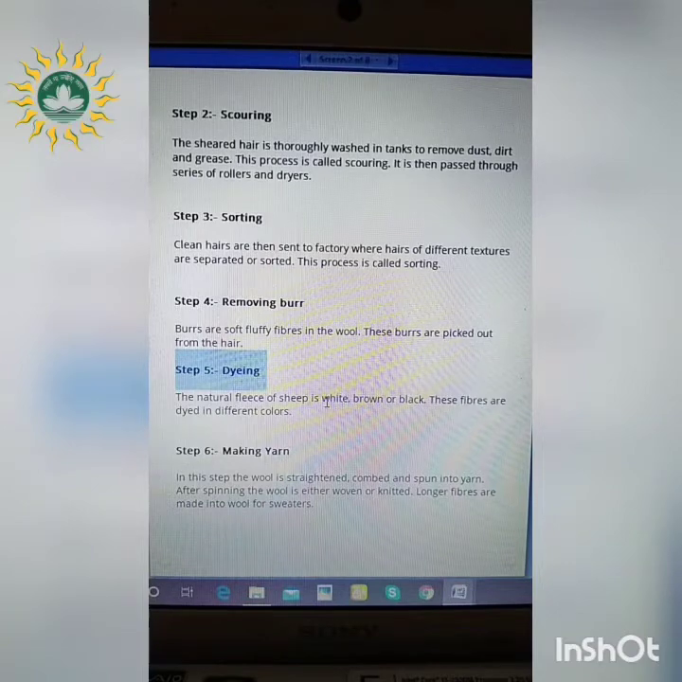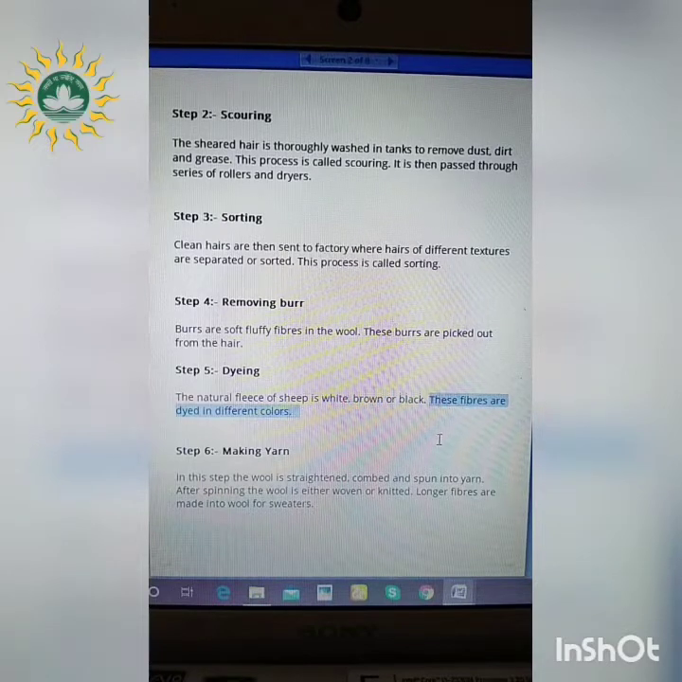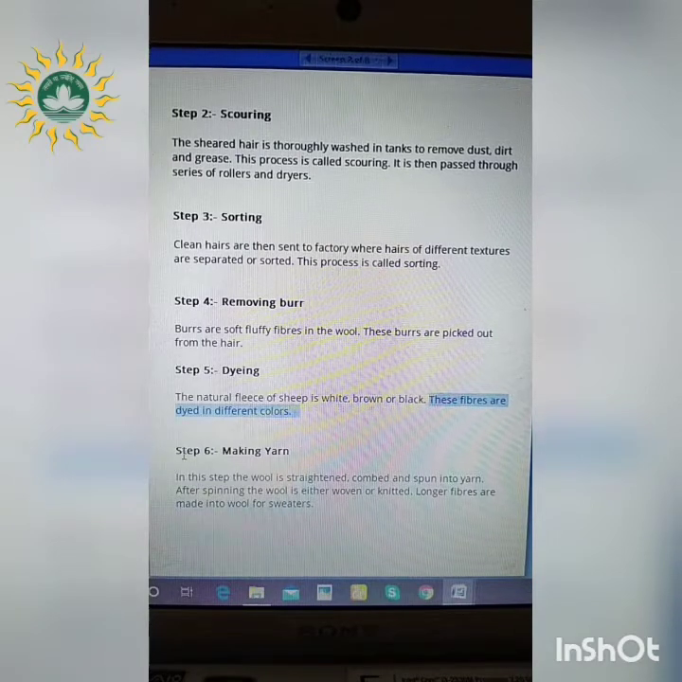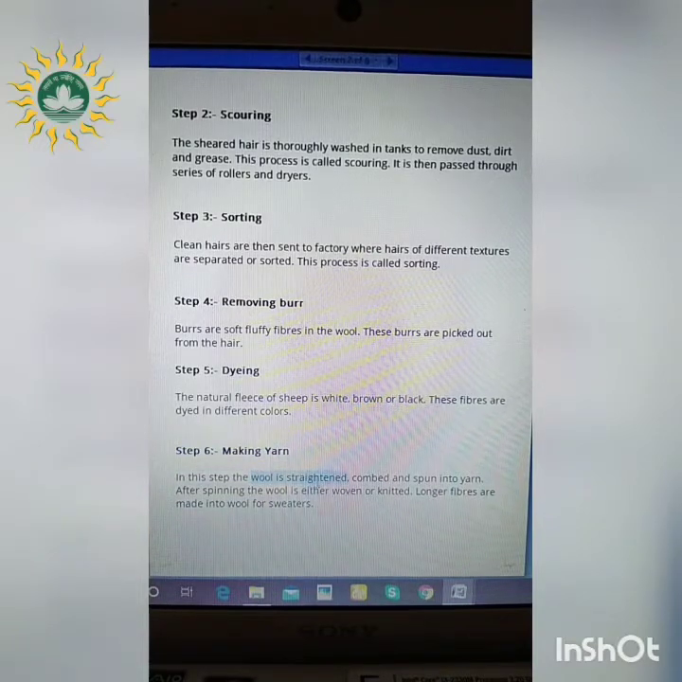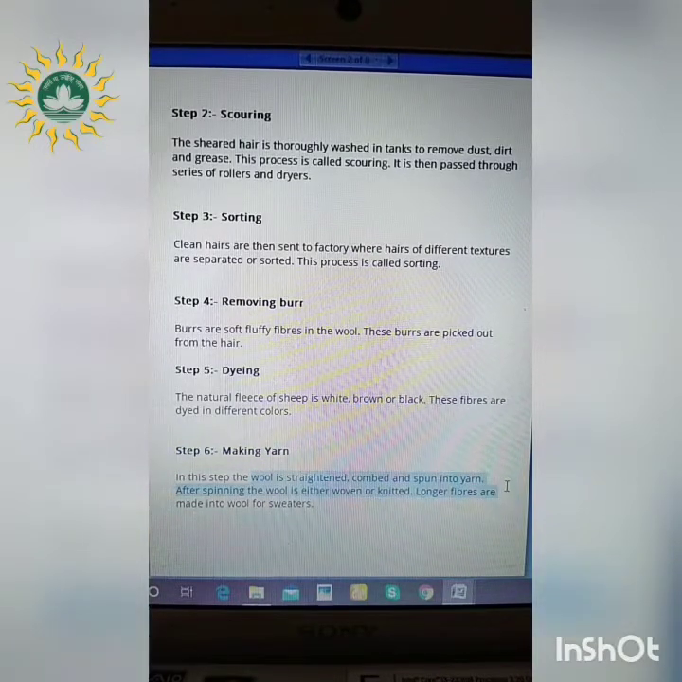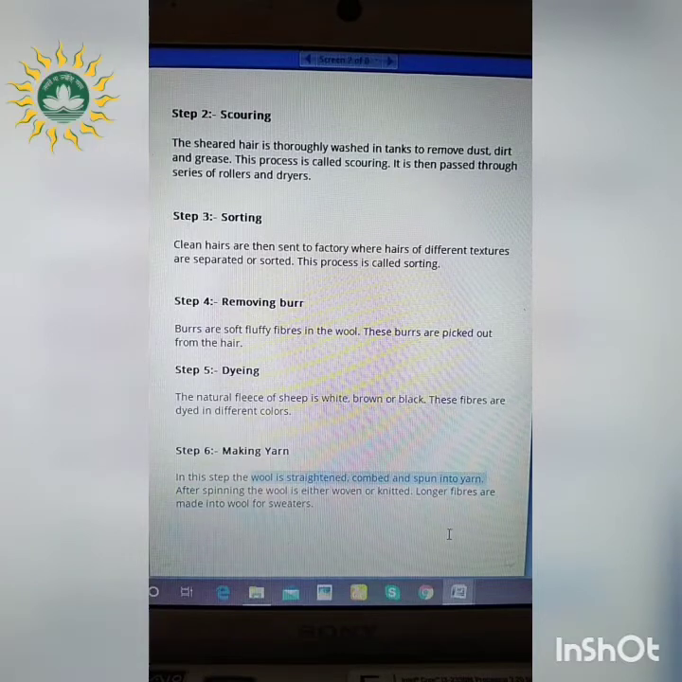Normally we know that the natural fleece is what? White, brown or black in color. So these fibers are dyed into different colors of choice. Okay, and next one is step number 6, that is making yarn. In this step, what happens? The wool which is now present, the dyed wool, is straightened, combed and spun into yarn. That means it is ultimately modified.